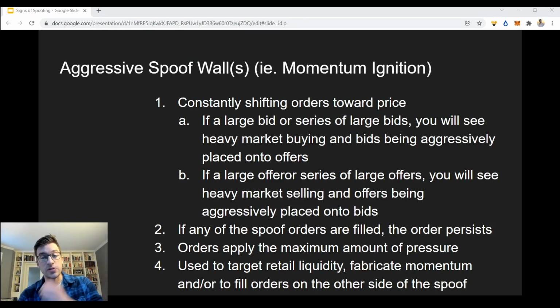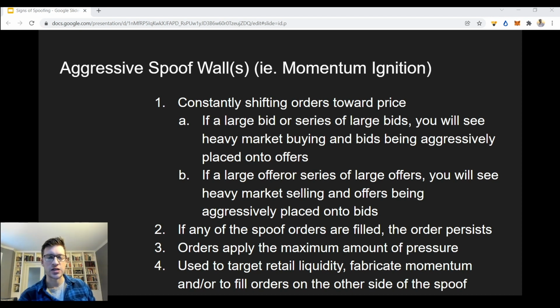This one is probably the most fun. This is momentum ignition, also known as really aggressive spoofing. This is where you're not shifting orders away from price, where you're not just trying to put a bunch of size on to scare people into buying or scare people into selling. You're actually shifting orders into price.